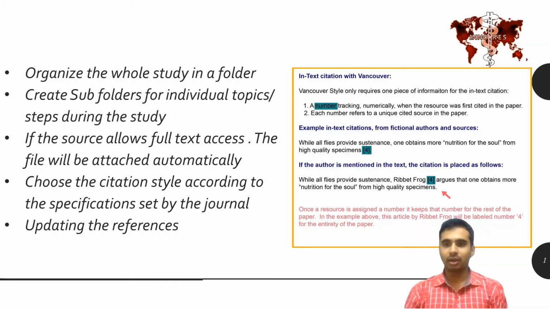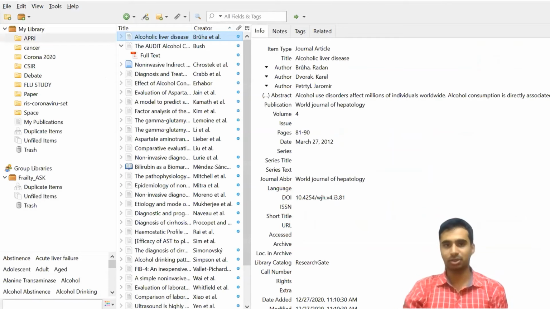Updating the references. Suppose you've missed adding a particular point. If you're adding it manually, you have to change the sequence of the references one by one. But if you're using reference management software, it can be done in a span of a few seconds. You can change the order however you want. That is the advantage of using reference management softwares.